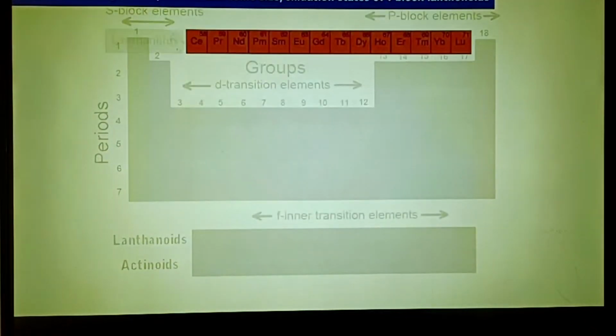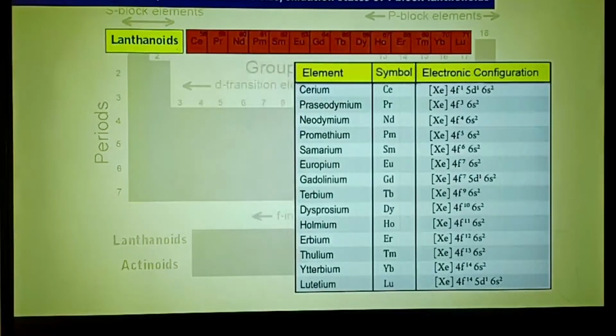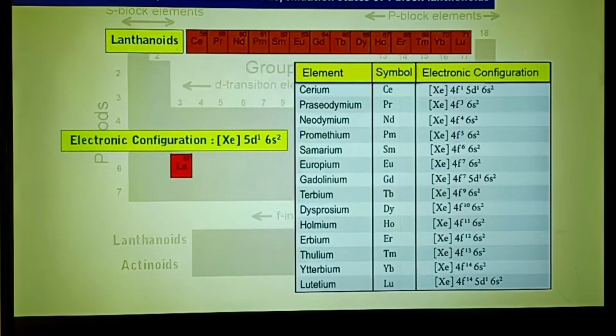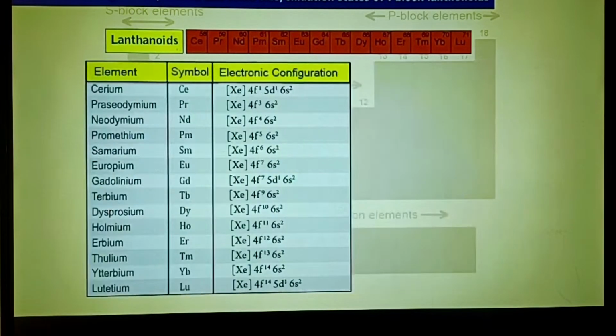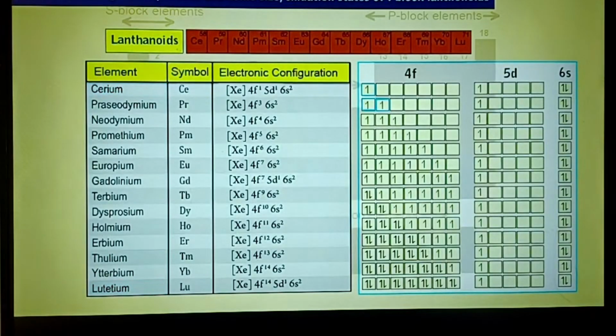The electronic configuration of the lanthanoids is as shown in the table. Lanthanum, the d-block element preceding this series, has the electronic configuration of xenon core 5d1 6s2. We might expect that the 14 elements from cerium to lutetium would be formed by adding 1, 2, 3, up to 14 electrons to the 4f level.